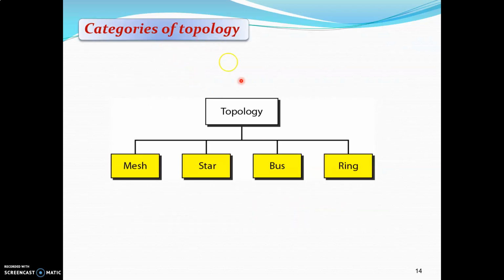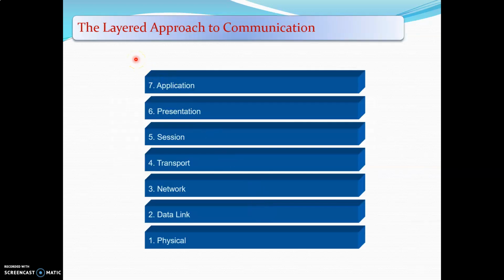Next, categories of topologies. Here we consider 4 main topologies: list topology, star, bus, and ring topology. Topology is the set of elements. Next, layered approach to communication. We consider the 7 OSI layers.